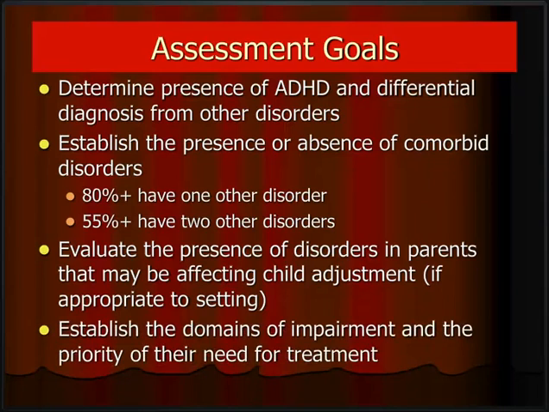Another goal of the evaluation is to establish the domains of impairment that may exist and determine the priority of those domains in receiving particular treatment. ADHD interferes with a variety of domains of major life activities, such as family relationships, the development of adaptive behavior or self-reliance, social relationships, such as relationships with peers, educational performance, and so on. One goal of the evaluation is to determine which of these domains is impaired, to what degree, and also to determine their severity, which will have some impact upon the priority in which those domains are addressed.